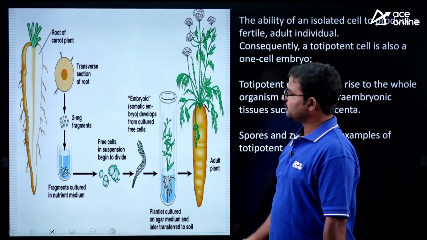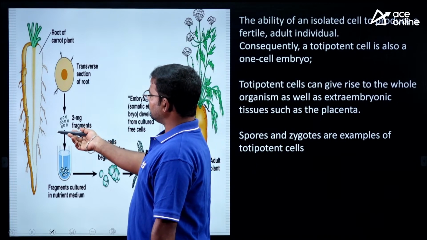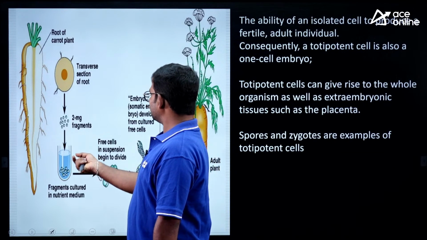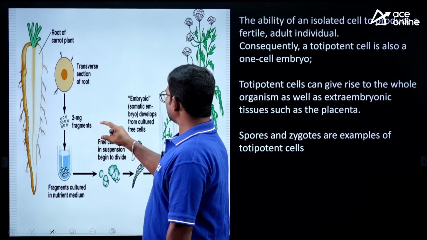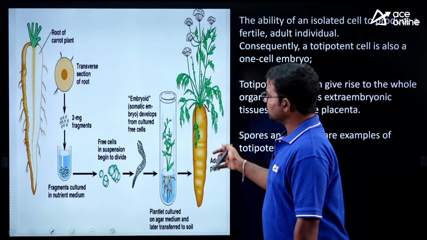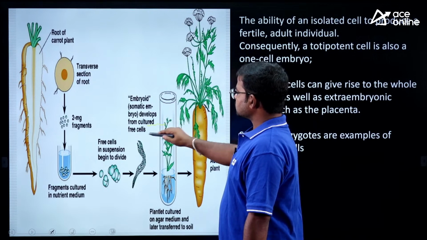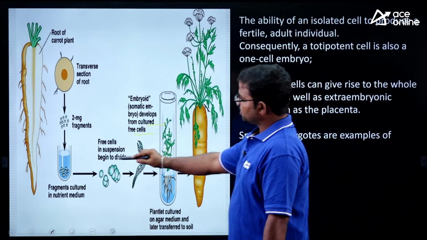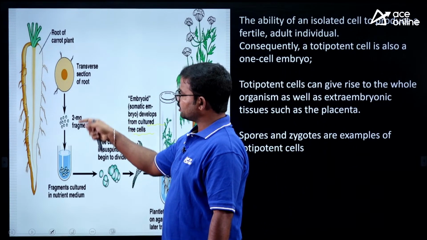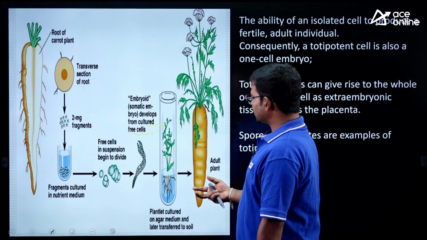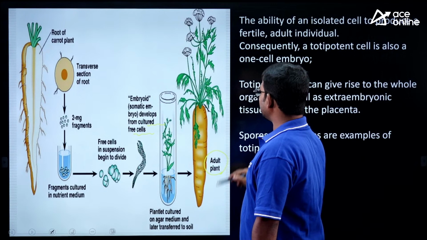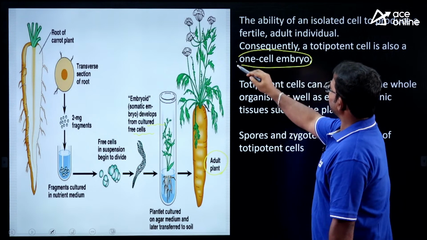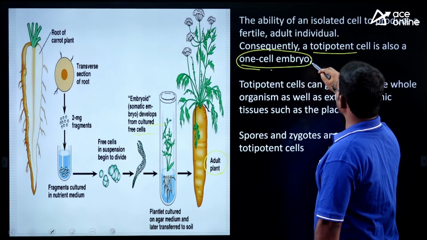For example, if you choose carrot, this type of root derivative, we can develop cultured cells. Here we considered just one single root. By using this one single root in the laboratory, we can produce an adult plant. Because of that, this is considered like a one cell embryo. So totipotency is also considered as one cell embryo.